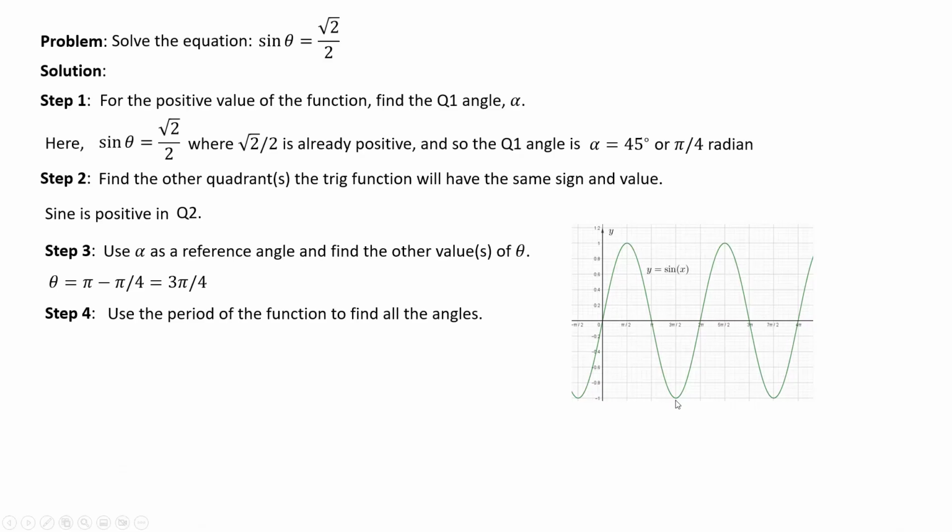Now notice, this is happening at 3 pi over 2, this bottommost point, and this is at 7 pi over 2. So 7 pi over 2 minus 3 pi over 2, you will find out, is also 2 pi. Cool. Okay. All that is to remind you that the period of a sine function is 2 pi.